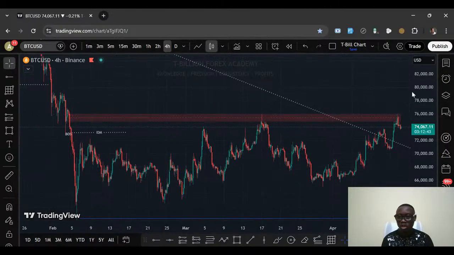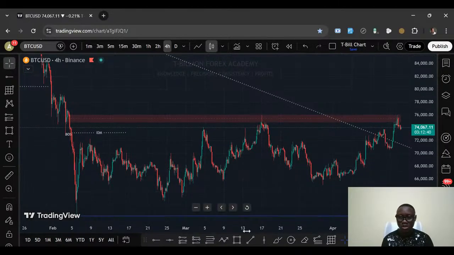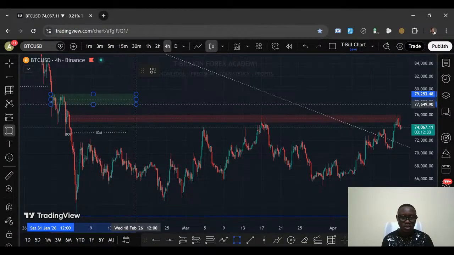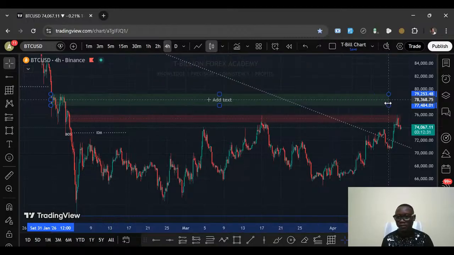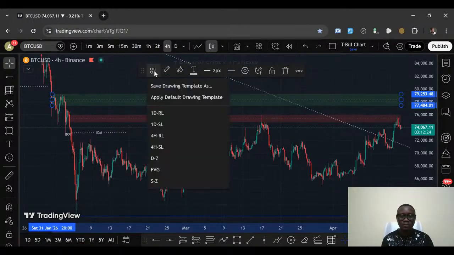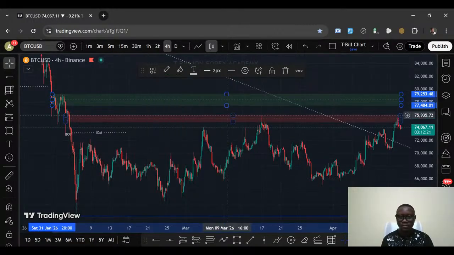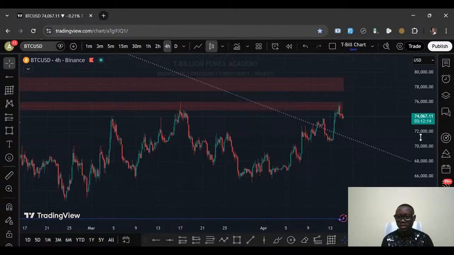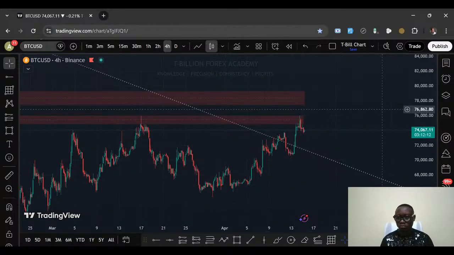So the POI I would want to sell at is this order block right here, this zone right here. That is my 4H POI that I would be interested in to sell BTCUSD, right here. Okay, that's my POI.